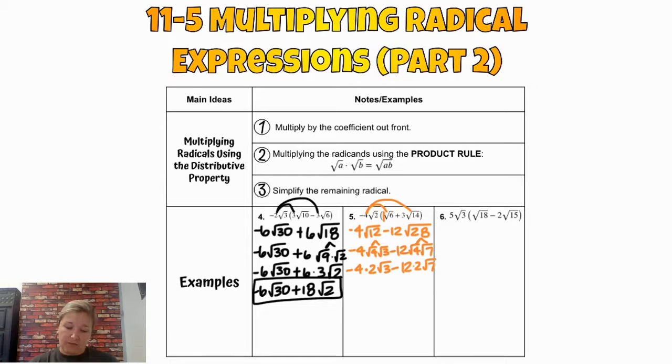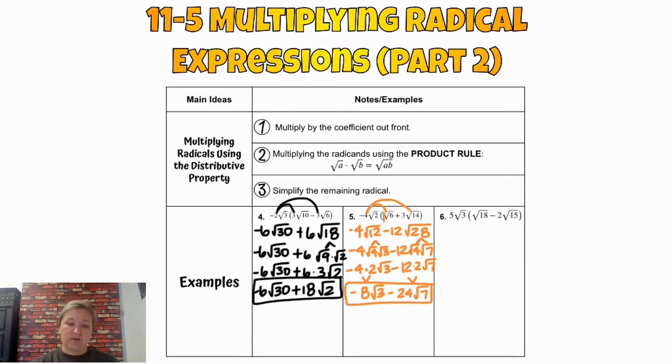So then I'm going to multiply these two. That makes negative 8 square root of 3. And I multiply this. That's going to be minus 24 square root of 7. So that right there is what we have left over. So we can't get those together because they don't have the same radicand.